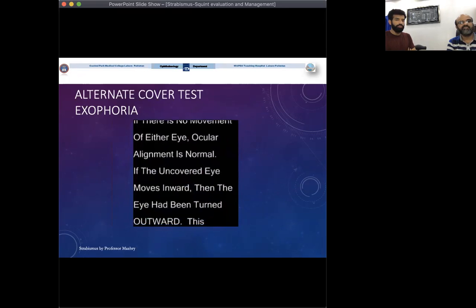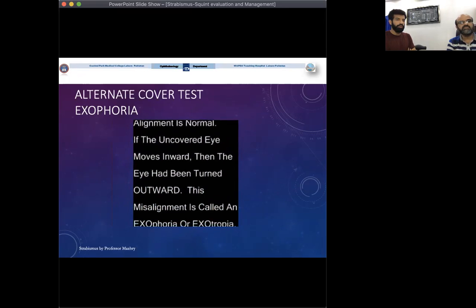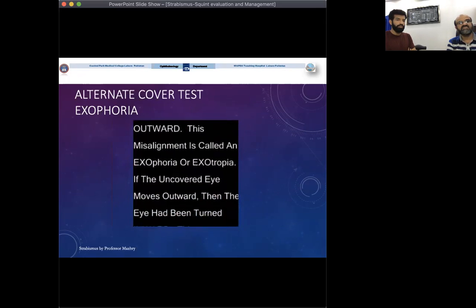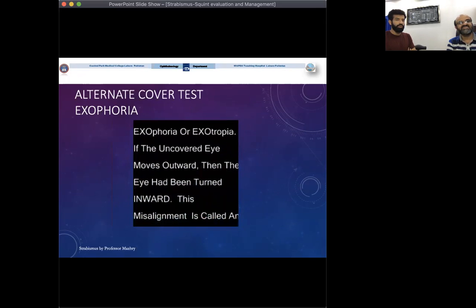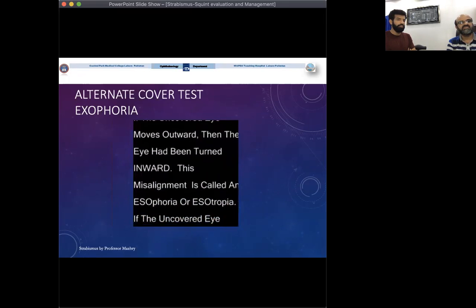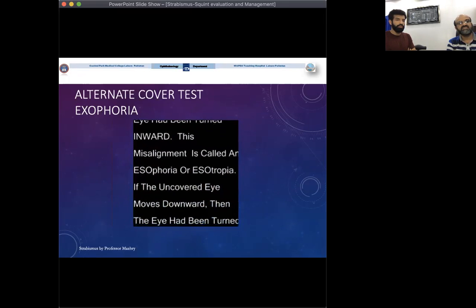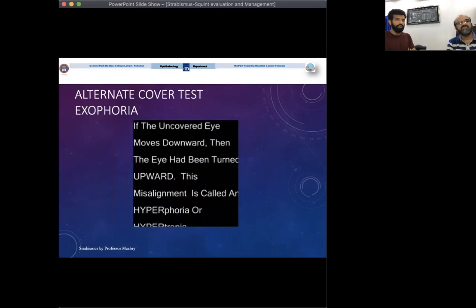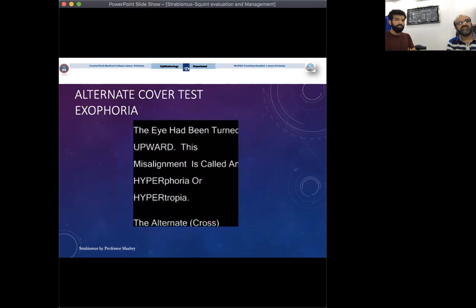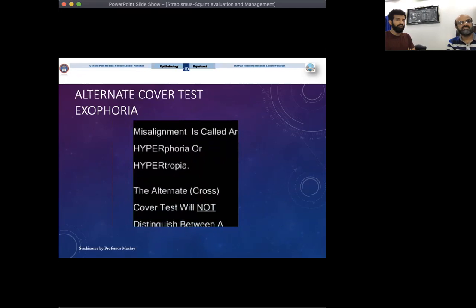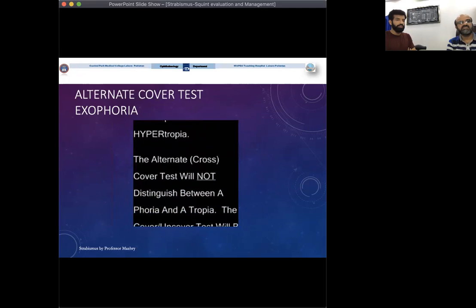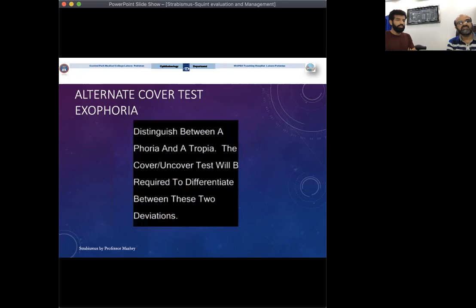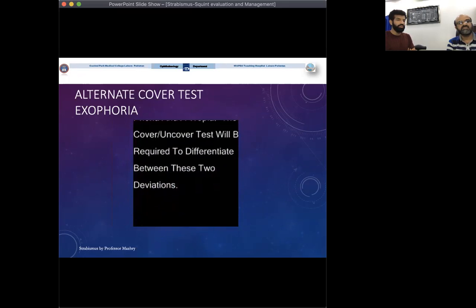If the uncovered eye moves inward, then the eye has been turned outward. This misalignment is called exophoria or exotropia. If the uncovered eye moves outward, then the eye had been turned inward. This misalignment is called esophoria or esotropia. If the uncovered eye moves downward, then the eye had been turned upward. This misalignment is called hyperphoria or hypertropia. The alternate cross cover test will not distinguish between a phoria and a tropia. The cover-uncover test will be required to differentiate between these two deviations.